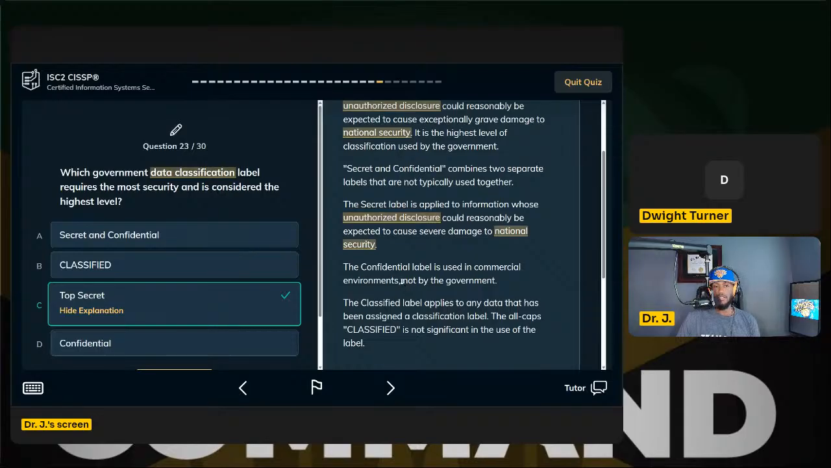Secret and confidential are not used together. Secret labels apply to information whose unauthorized disclosure could reasonably be expected to cause severe damage to national security, so it's just one step lower than top secret. A confidential label is used in commercial environments, not by the government. The classified label applies to any data that has been assigned a classification label, so the all caps classified is not significant in the use of the label.